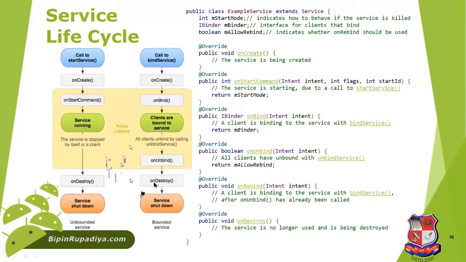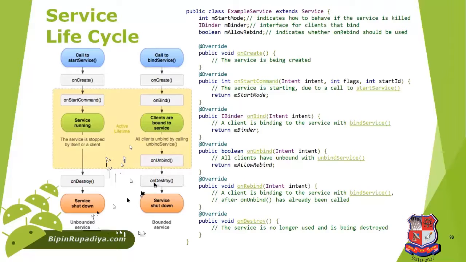Okay, so just see at the bottom, I have specified this: the unbound services and bound services. So we can say that we have two types of services available in Android. One is the unbound services and another is the bound services. Now what is the difference between these two things? Let's clarify this, then further we'll see the life cycle of services.